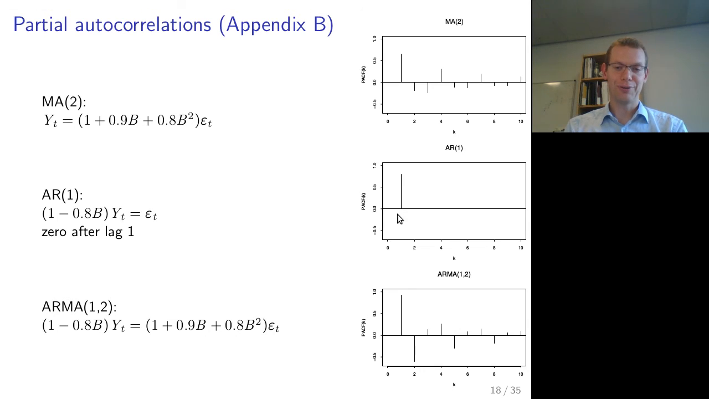So therefore, for the AR, you only have coefficients that are different from 0 up to the order of the AR polynomial. But for the moving average part, in this case, you have a damped exponential. We'll get back to that later. And again, for the combined model, you'll see a combination of the two patterns from up there.